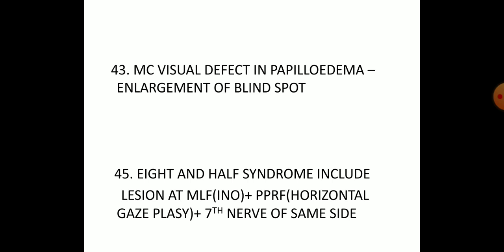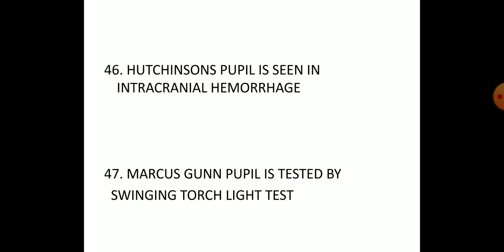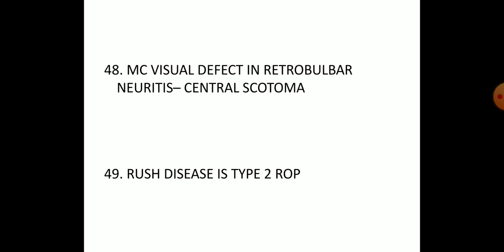8.5 syndrome includes lesion at medial longitudinal fasciculus, lesion at parapontine reticular formation, plus the seventh nerve palsy of the same side. Hutchinson's pupil is seen in intracranial hemorrhage. Marcus Gunn pupil is tested by swinging torch light test. Most common visual defect in retrobulbar neuritis is central scotoma.